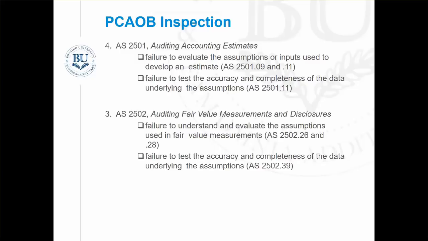So accounting estimates, again, I think the marketing management or the investment one probably would fall into this: the failure to look at the assumptions and inputs on an estimate, and then also the accuracy and completeness of the data. Again, a hot button, right? Looking at the fair value measurements and disclosures, again a hot button, is testing the data and underlying assumptions, and then also looking at it for fair value and for the overall disclosures as well.